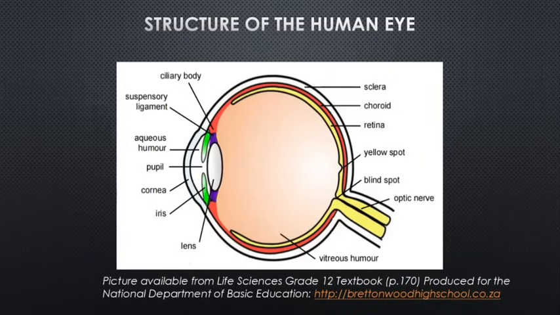Now, there's the front part of the eye here, which is curved. This part of the eye is what we call the cornea. This part of the eye is usually transparent. Normally, it's supposed to be transparent. Okay?